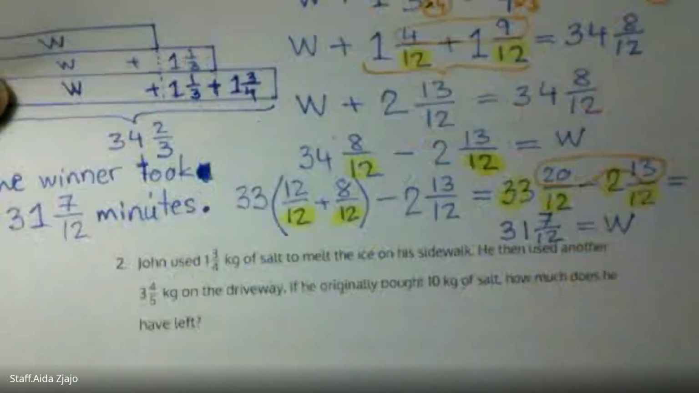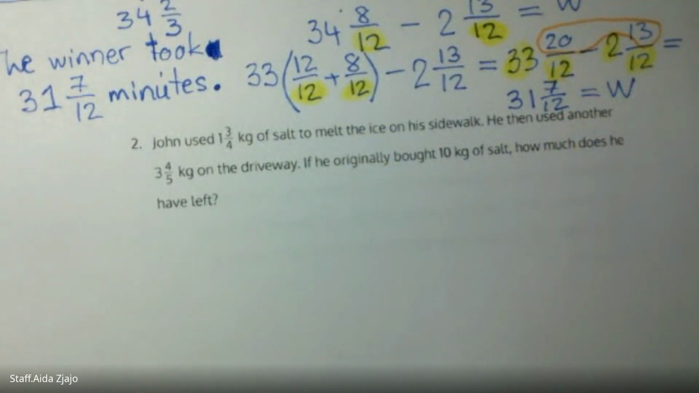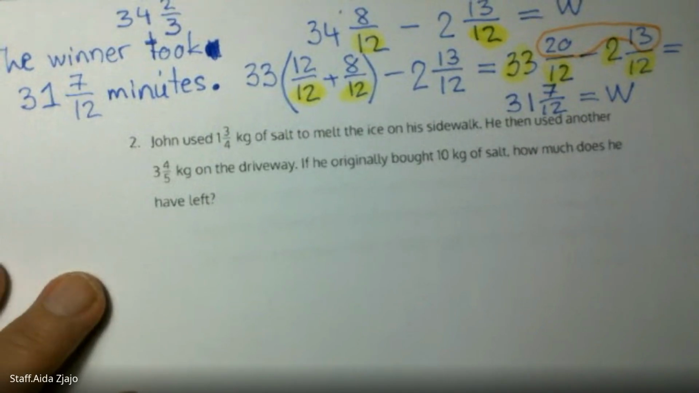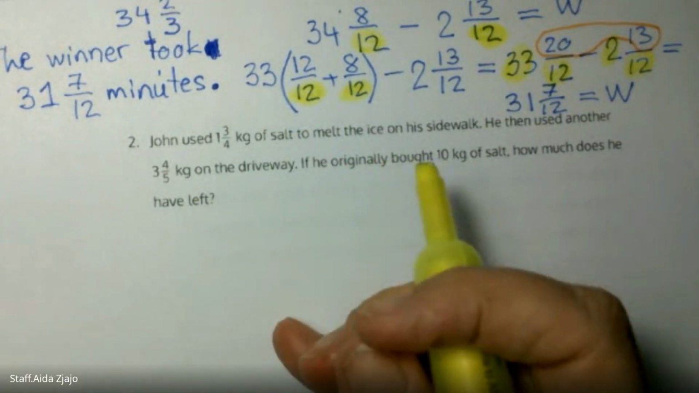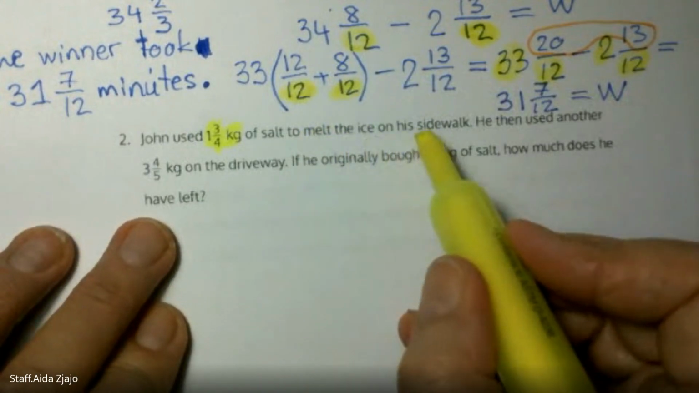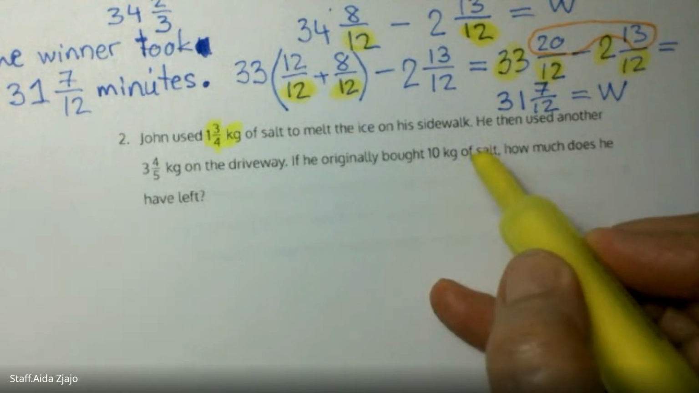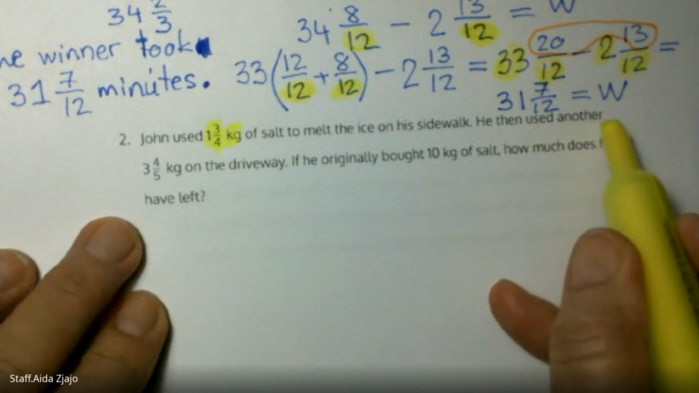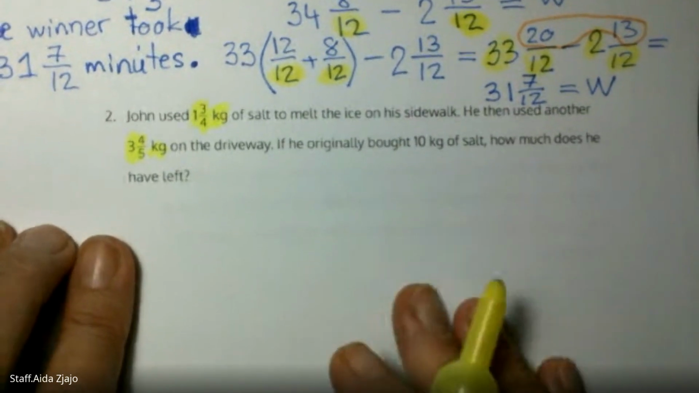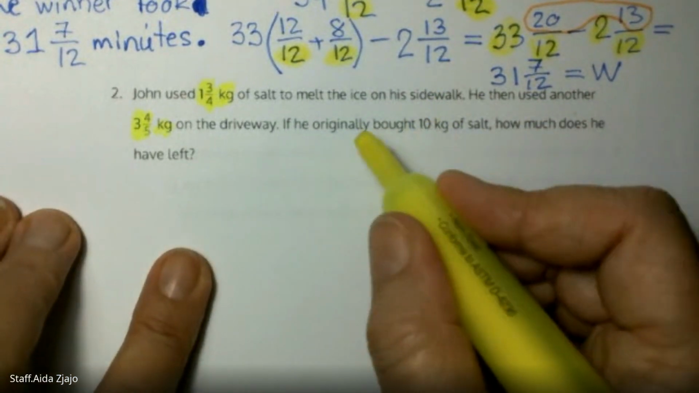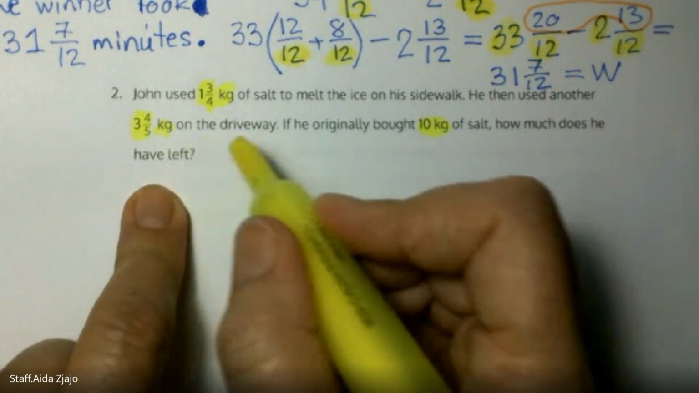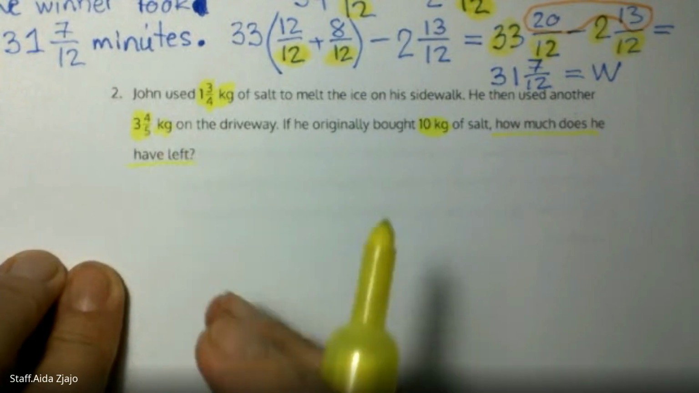This was number 1. Number 2 says, I'll take a different highlighter. John uses 1 3/4 kilogram of salt to melt the ice on his sidewalk. Then he used another 3 4/5 kilogram on the driveway. If he originally bought 10 kilograms of salt, how much does he have left? How much does he have left?